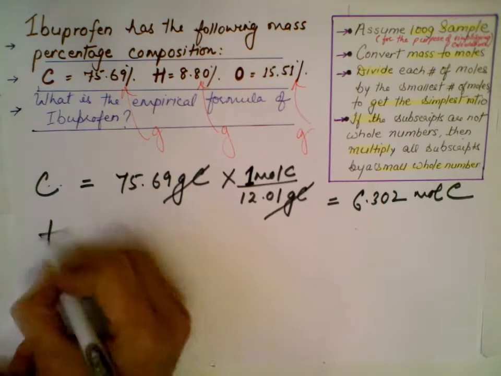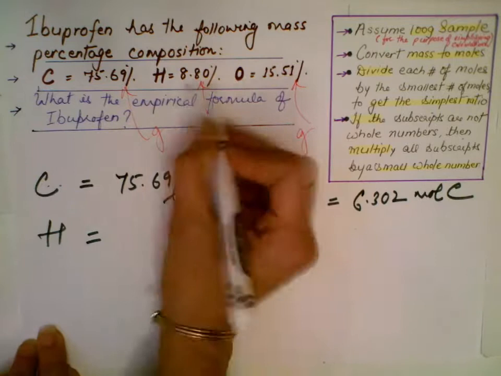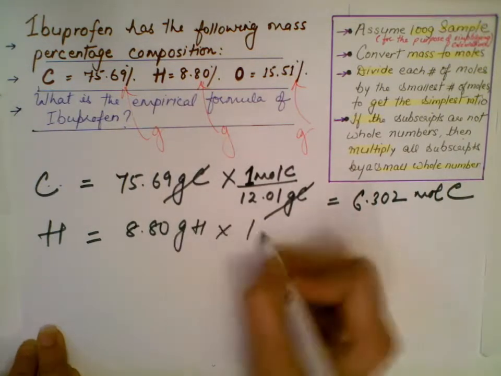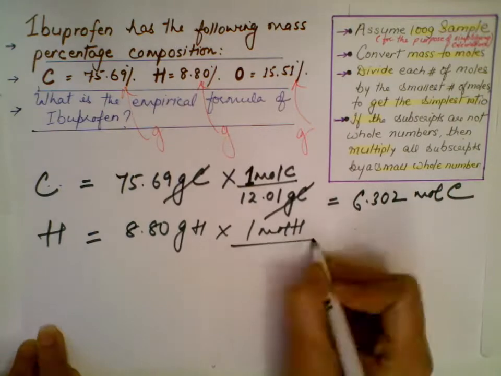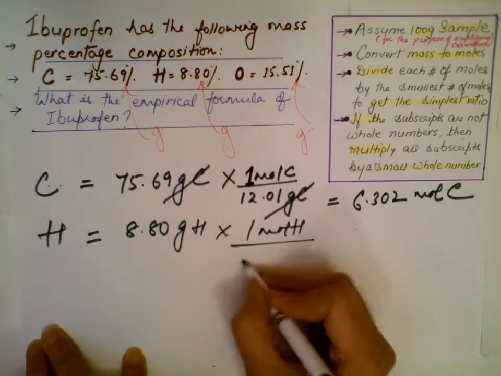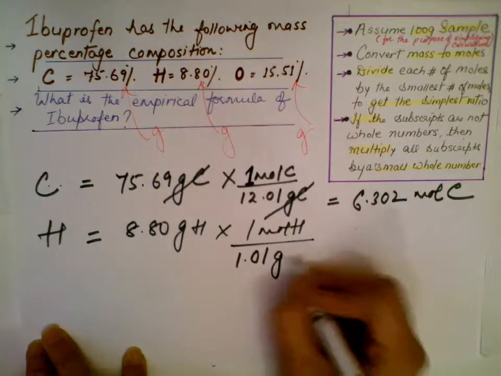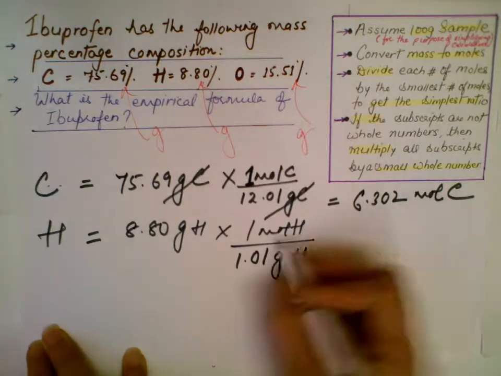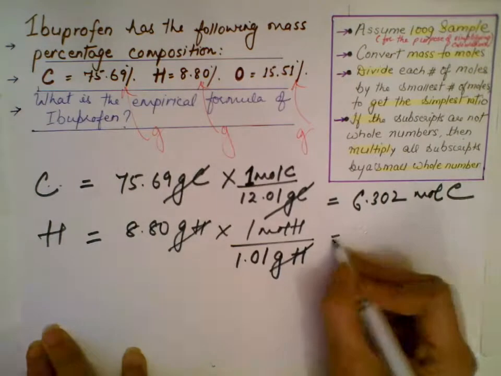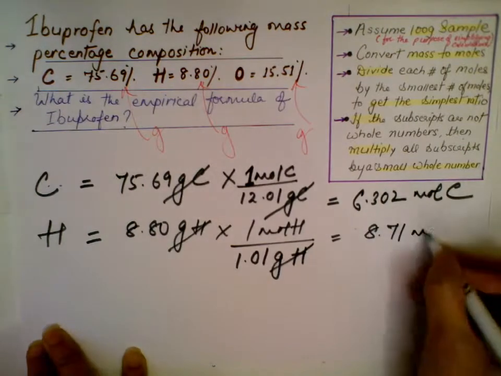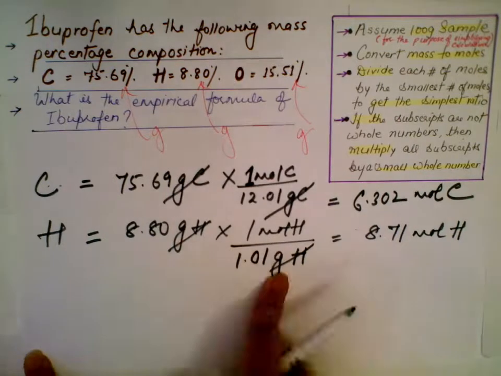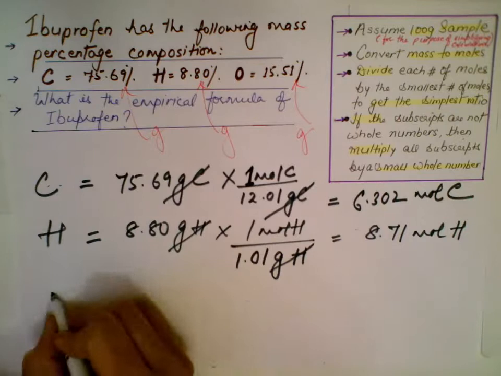Now let's do moles of hydrogen. Start out with the given, which is 8.80 grams of hydrogen times 1 mole of hydrogen. Use the periodic table, and for hydrogen, when you round off at the 100th place, you get 1.01 grams. Do the same thing, cross out, and you get 8.71 moles of hydrogen. That's what you're going to get when you plug in these values, numerator divided by denominator, in your calculator.